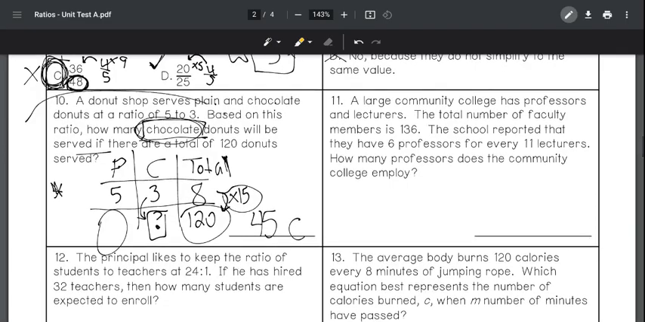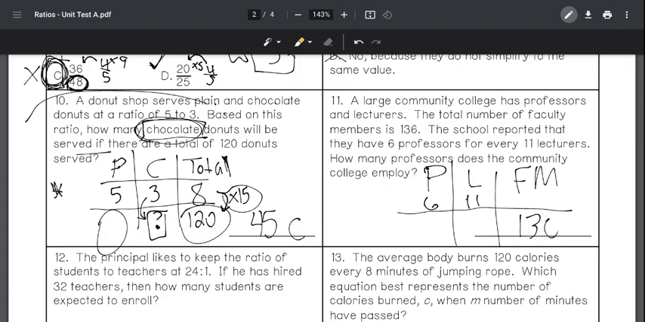Number 11, a large community college has professors and lecturers. The total number of faculty members, so all the adults, is 136. The school reported that they have 6 professors for every 11 lecturers. How many professors does the community college employ? Okay, so my big total is 136. Because I know 6 plus 11 is not that number. So 6 plus 11 is 17. And I have to figure out, how do I go from 17 to 136?